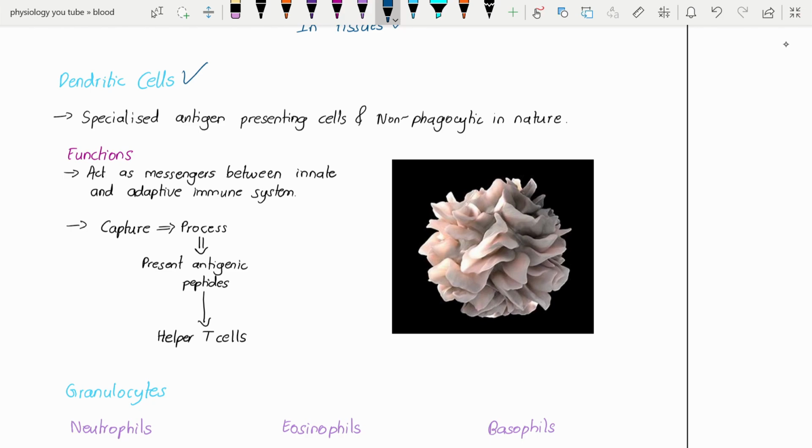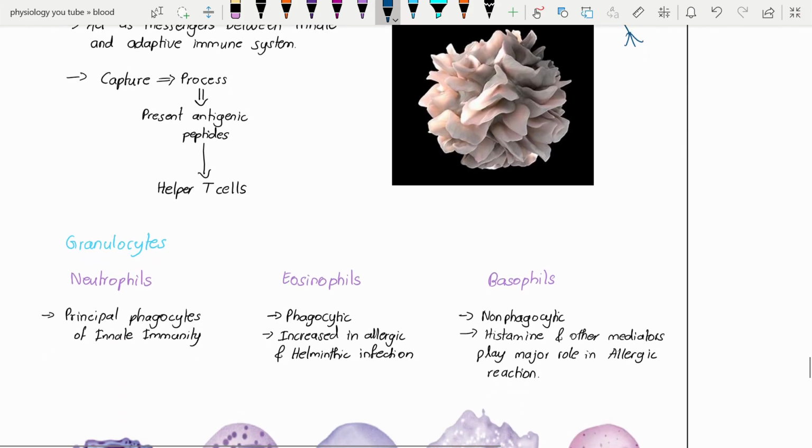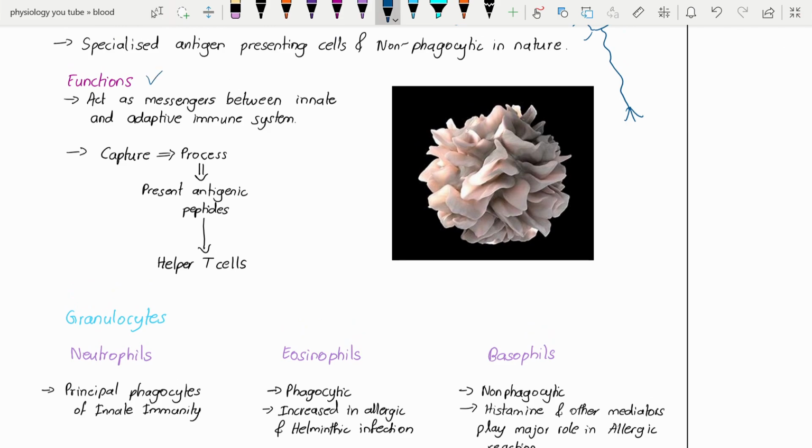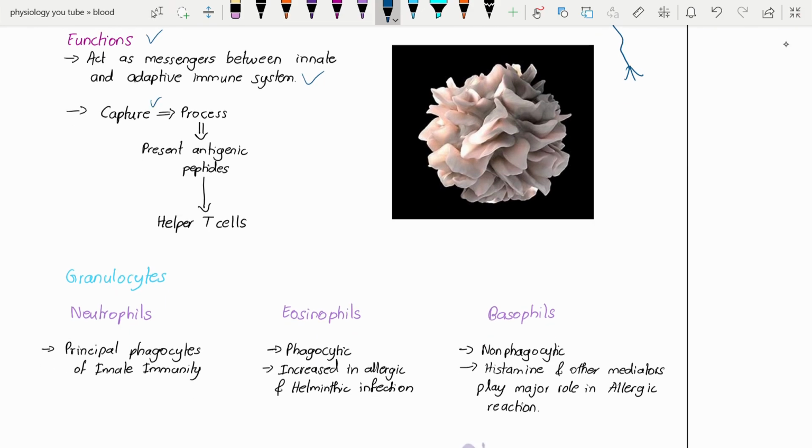Dendritic cells are specialized antigen presenting cells, and they are non-phagocytic in nature. We call them dendritic cells because the antigen presentation over their surfaces looks like the dendrites of a neuron. Function of the dendritic cells: they act as a messenger between the innate and the adaptive immune system. How it works: it captures the antigens, processes them and presents the antigenic peptides to the helper T cells.